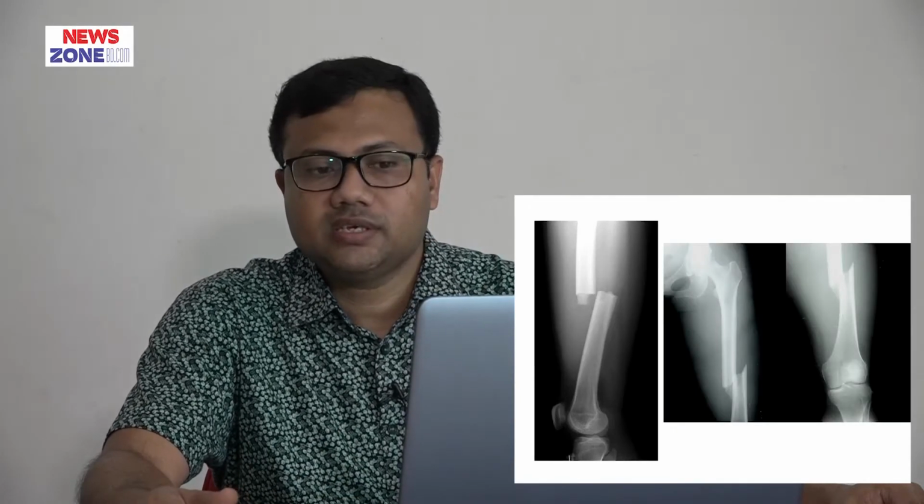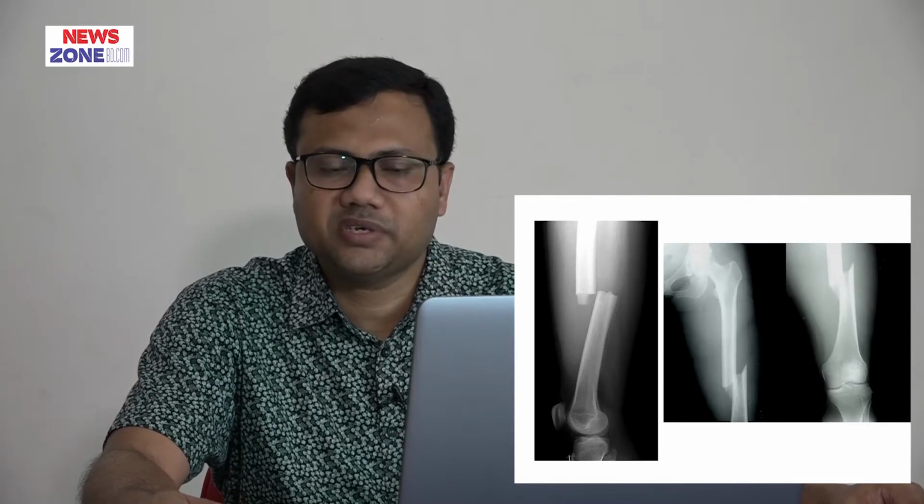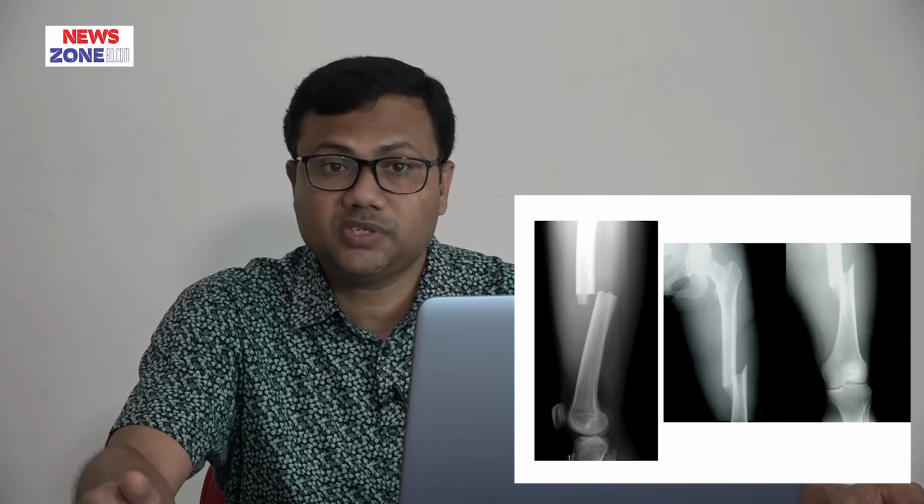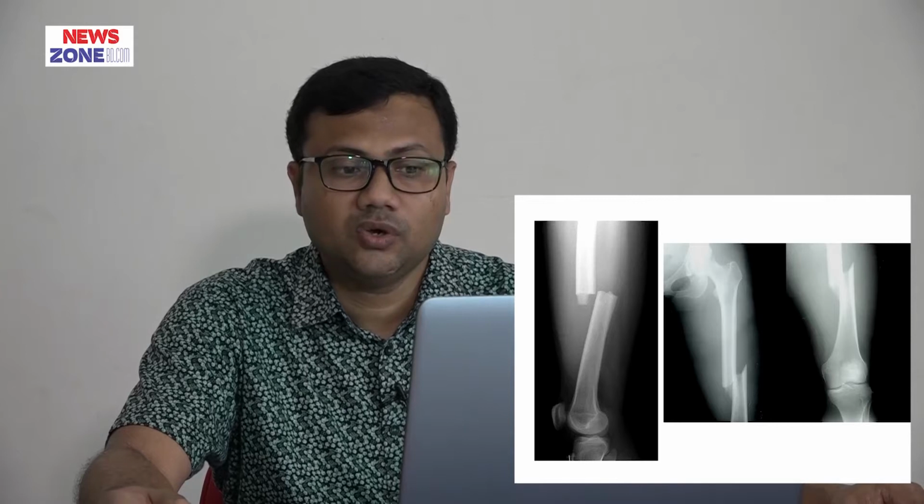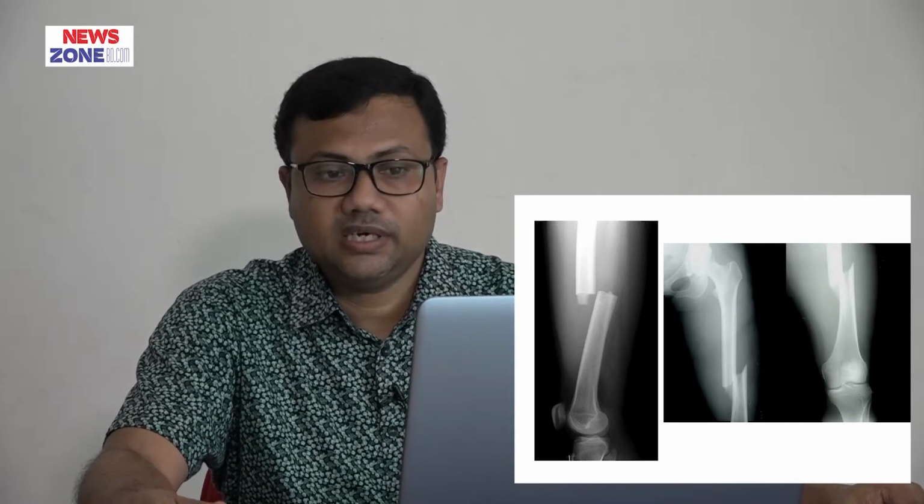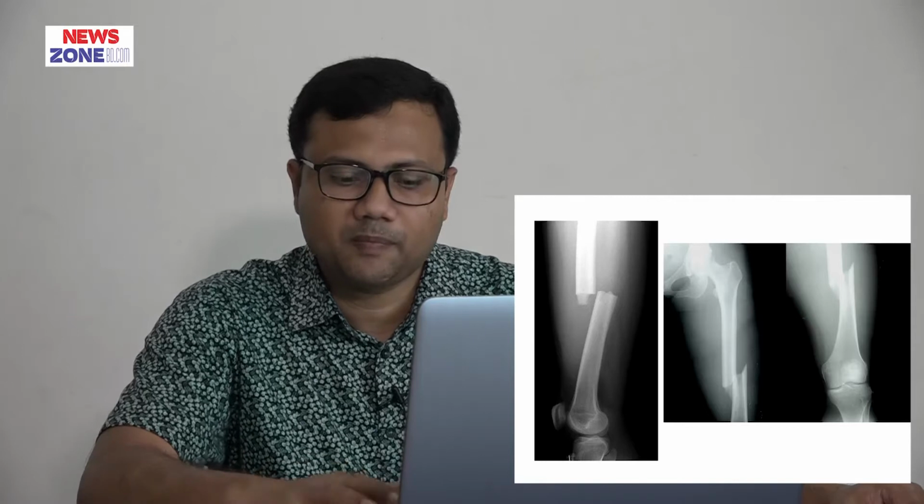Here you can see some X-rays of fracture shaft of femur. In the first image, there is a fracture shaft of femur showing a posterior displacement of the distal fragment, and it is a transverse fracture. In the second image, this is another type of fracture shaft of femur where the fracture line is oblique.